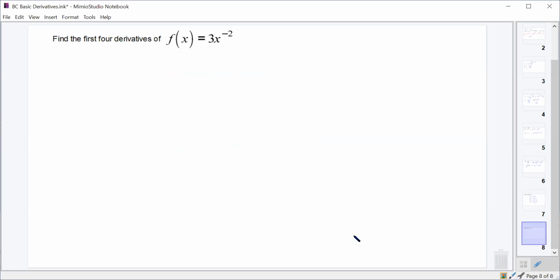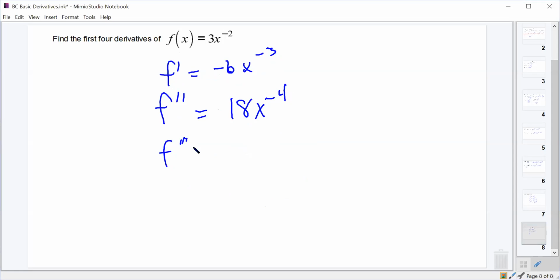What about for 3x to the negative 2? The first derivative should be what? Should be negative 6x to the negative 3. And the second derivative should be 18x to the negative 4. Third derivative should be negative 72x to the negative 5. And the fourth derivative should be 360x to the negative 6.